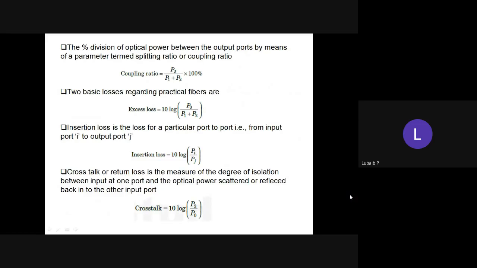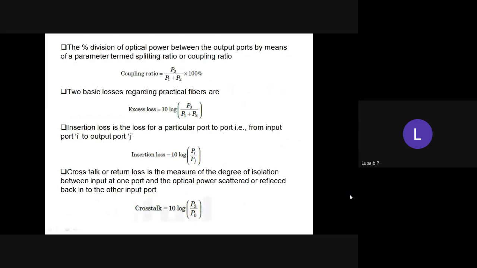Okay. And the percentage division of the optical power between the output ports is described by a parameter termed the splitting ratio or the coupling ratio. We can calculate the splitting ratio as P2 by P1 plus P2, where P2 is the power coupled from one fiber to another fiber.